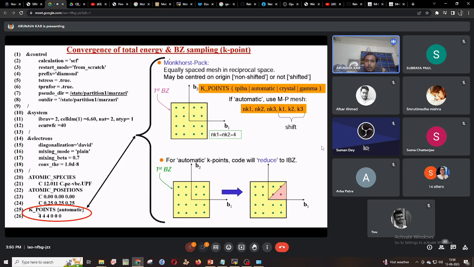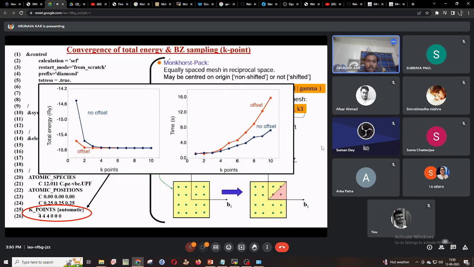But as the number of K points increases, the amount of computational time also increases. So here we also need to compromise. What could be the total energy convergence and what could be the time? If I show this, you can see it here.